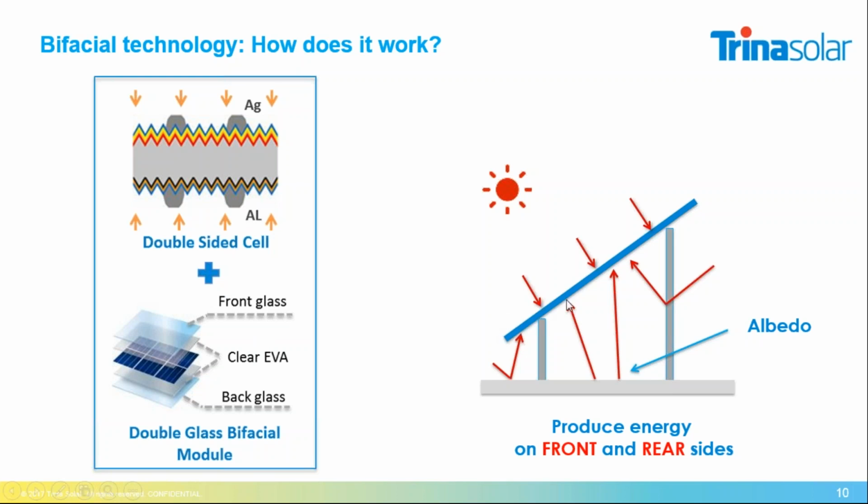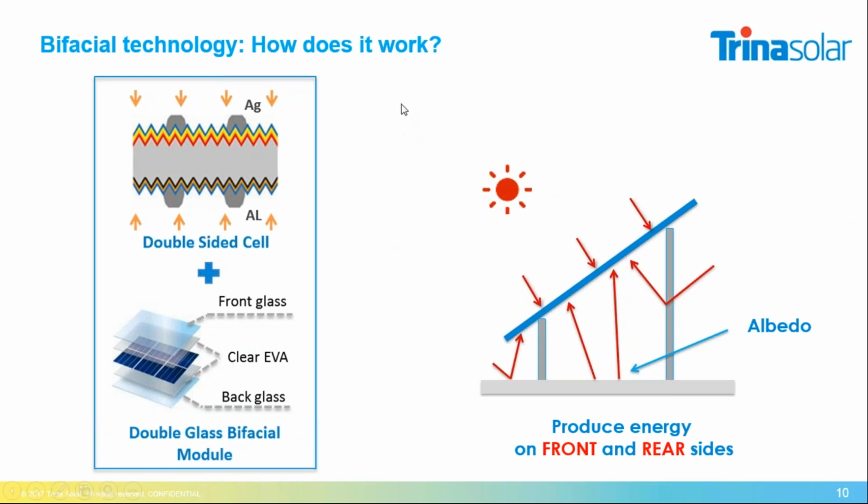The energy, or the power, gained from the backside depends on the ground albedo. That means the reflective properties of the ground. That makes a difference if you're installing it on snow, on grass, or on a foiled roof, or on black asphalt.